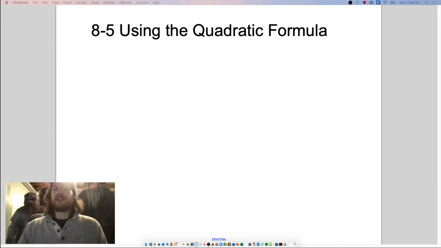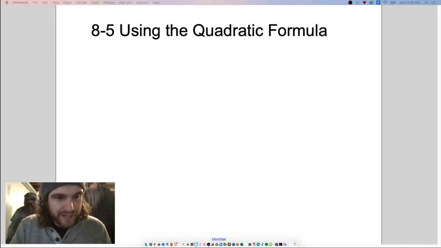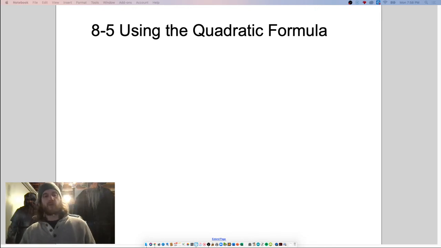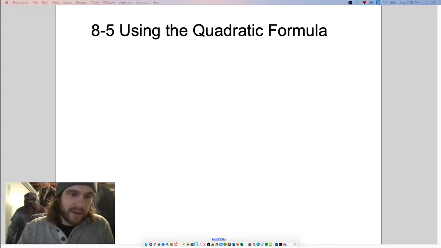With all the craziness currently going on in the world, you know what we need? We need something we can trust. We need something that we can count on. Something that will never let us down. Consistency, reliability. I'm talking, of course, about the quadratic formula. The quadratic formula always works.